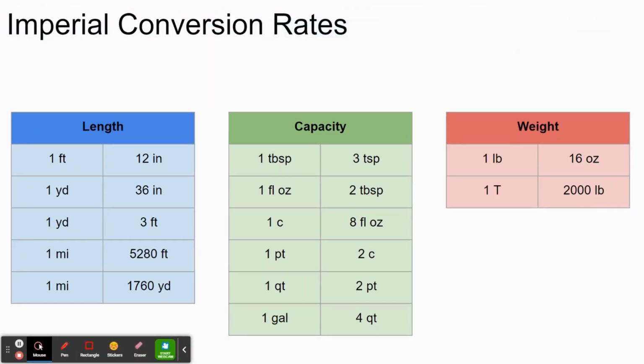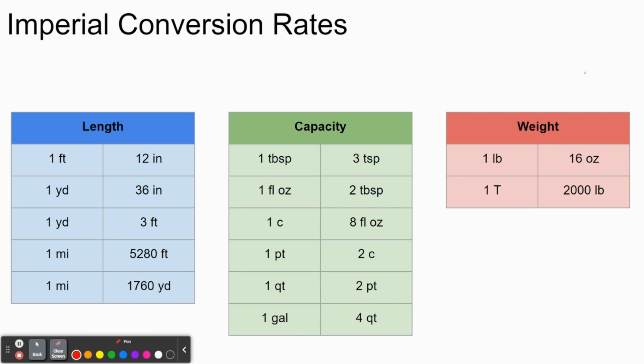So let's start with our imperial conversion rates. Pause the video right now and write this down. I'm going to talk about some of the details here as well. So imperial conversion rates, you might also hear these as customary conversion rates or customary units. I personally think imperial sounds cooler, so that's what we're going to go with.